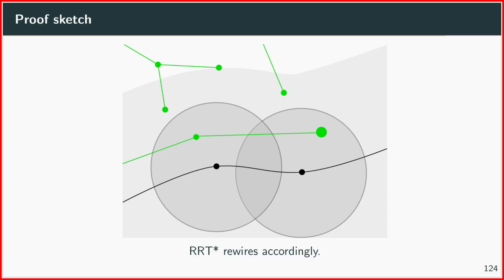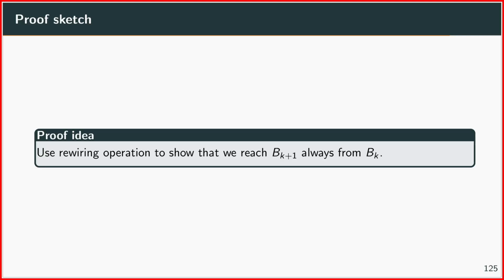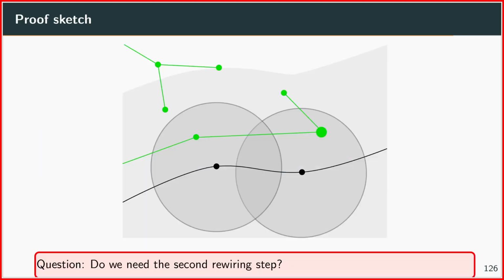And reaching this point here from out here will not be on the optimal path, because we know the optimal path is the one here, which we have just covered with disks. And because RRT star is rewiring this accordingly, it can make sure that we stay very close to the optimal path. And we can basically show that we always reach the next ball from the previous ball. And that is the reason why we can show optimality.